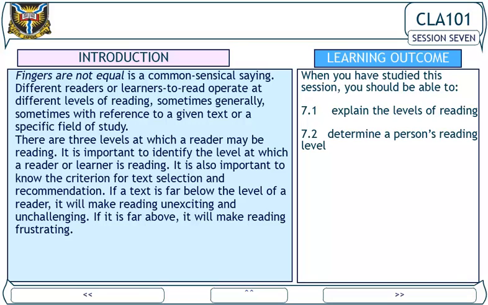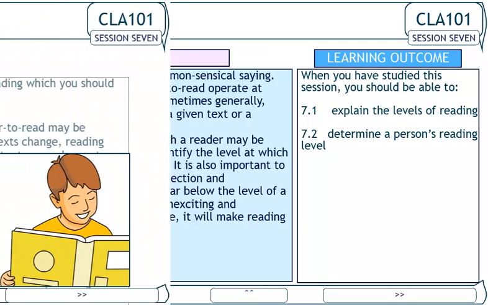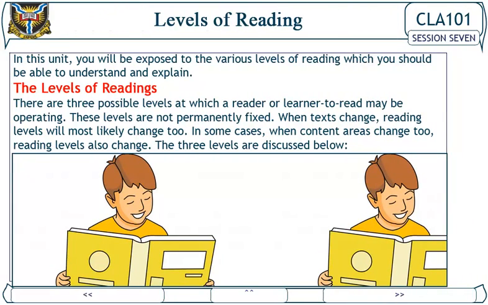Learning outcomes. When you've studied this session, you should be able to: 1. Explain the levels of reading. 2. Determine a person's reading level. Levels of reading. In this unit, you will be exposed to the various levels of reading, which you should be able to understand and explain.